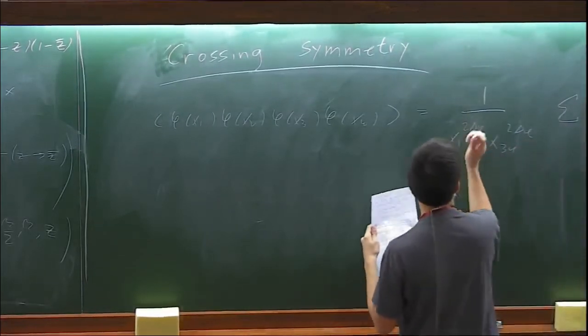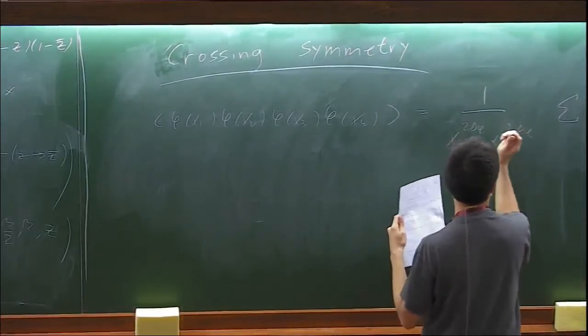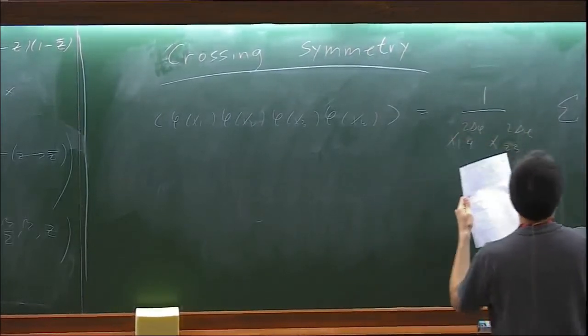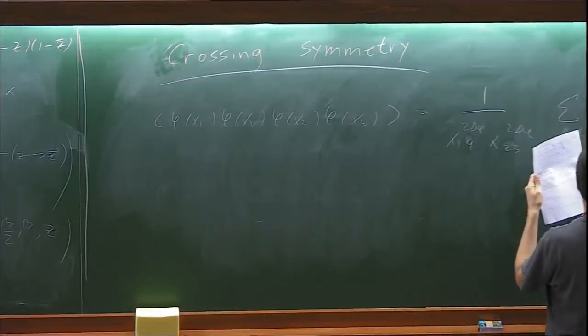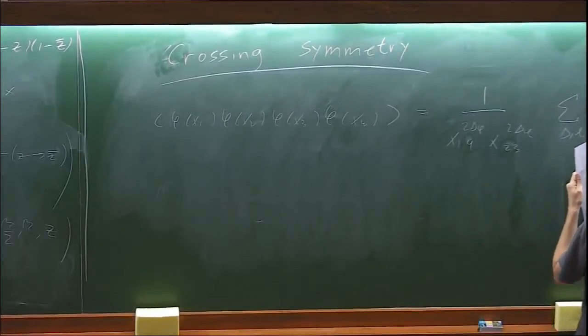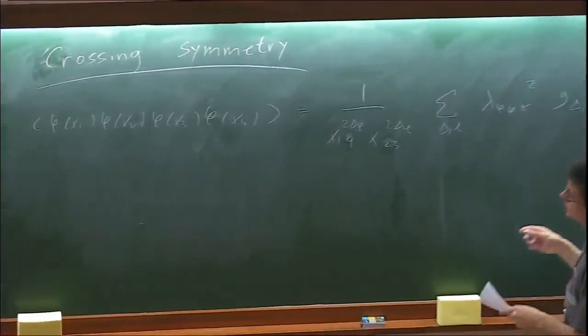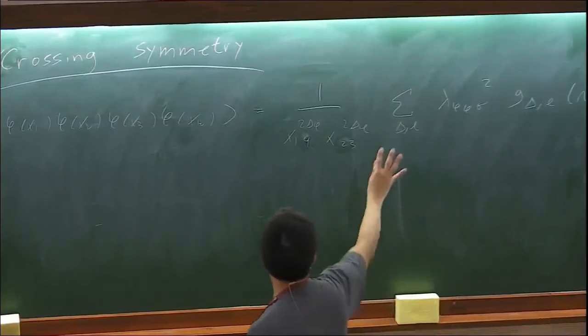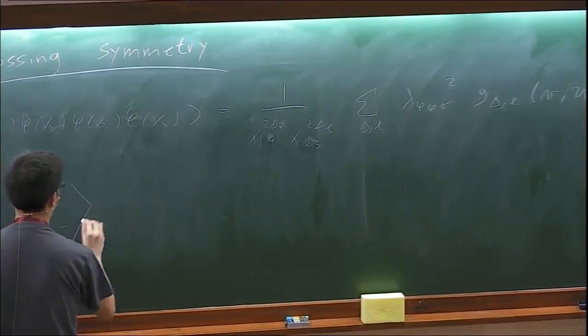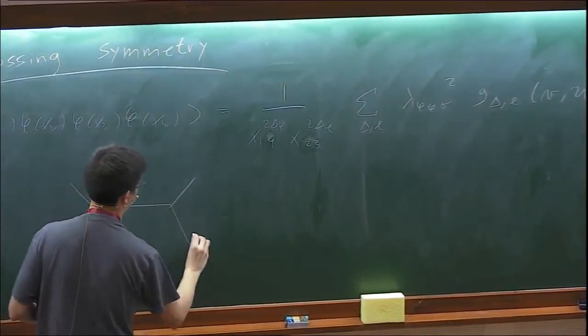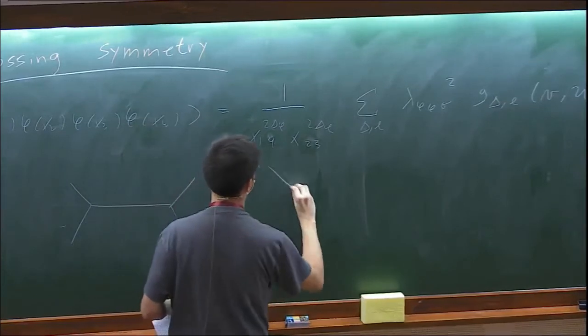So the same correlator, now I'm doing the other contraction. So this is 1,4 and this is 2,3. And now the cross ratios, instead of having U and V, I have V and U. And so this guy has to be equal to this guy. So this is the famous crossing symmetry constraint that is usually represented pictorially like this.